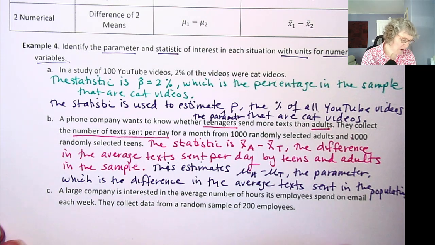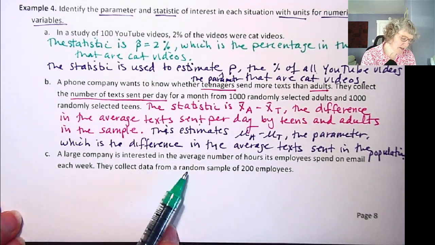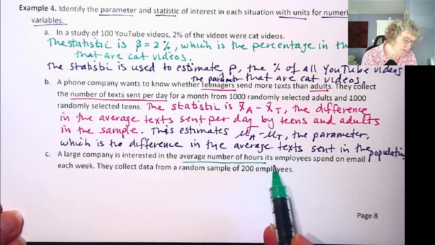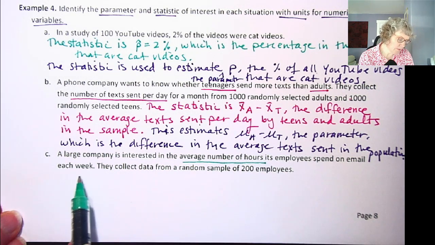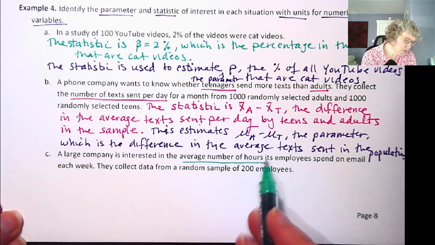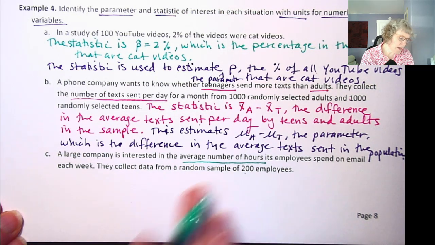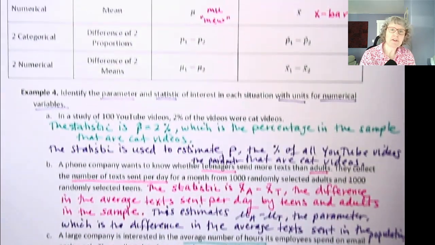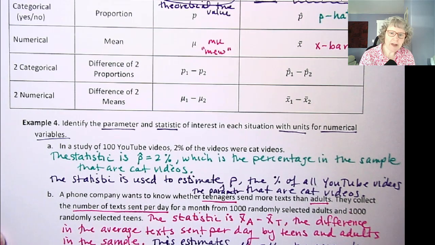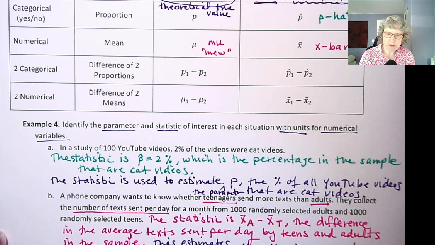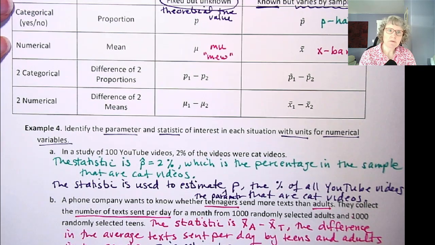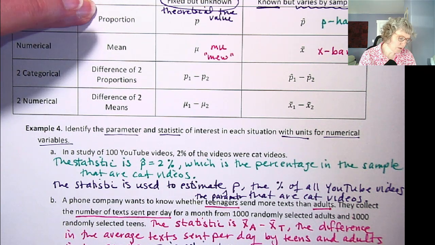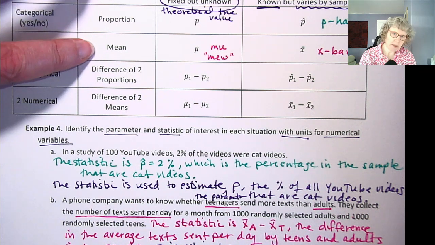Okay, one more. A large company is interested in the average number of hours its employees spend on email each week. Okay, they collect data from a random sample of 200 employees. Okay, again, we don't have the value for the statistic, but we're going to, oops, let me bring the chart down for a second. Average number of hours. We're not comparing two groups. I don't see two groups. I see a single group. So we're looking at one of the first two rows in our table. And is it something we're measuring, or is it a percentage proportion? It's an average number of hours, so it's a mean. It's an average.